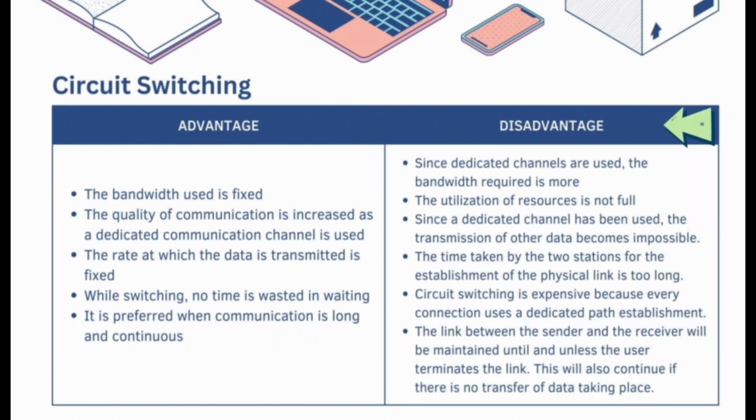But there are also some disadvantages to circuit switching. Since dedicated channels are used, the bandwidth required is more. Next, the utilization of resources is not full. Then, since a dedicated channel is used, the transmission of other data becomes impossible. Other than that, the time taken by two stations to establish the physical link is too long. Moreover, circuit switching is expensive because every connection uses a dedicated path. Lastly, the link between the sender and the receiver is maintained until the user terminates it. This continues even if no data is being transferred.